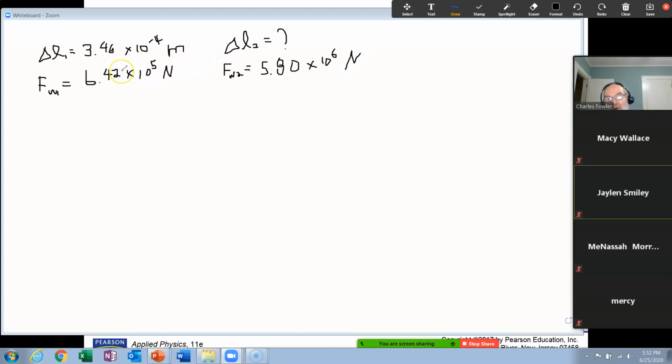This was 642,000 newtons. So it's almost a factor of 10 difference. So I would expect almost a factor of 10 difference here, going in the other direction. So let's see what we get. Again, this information here is only here to give you an ability to calculate Hooke's law constant.